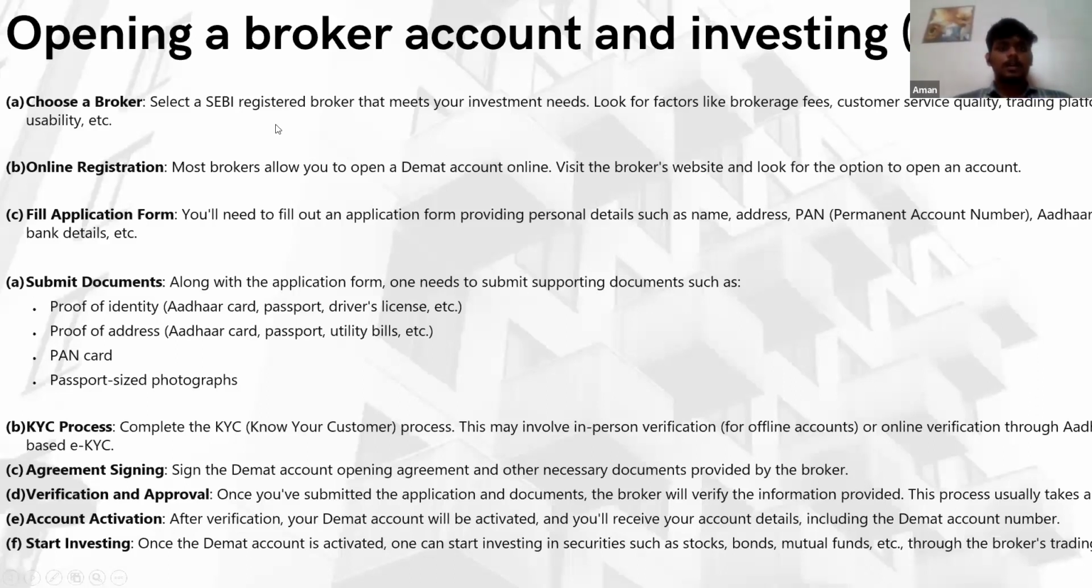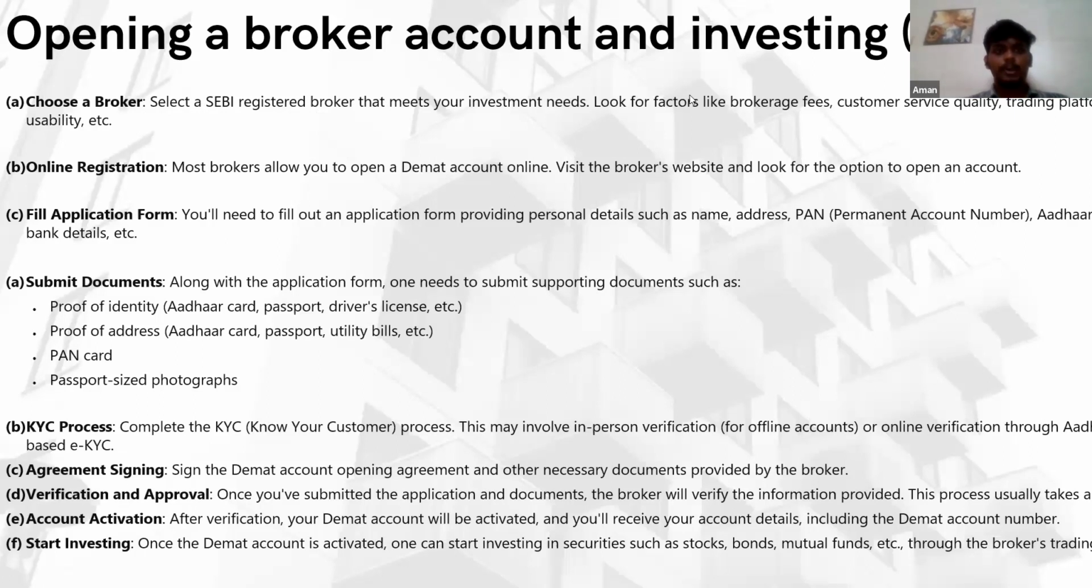So now, after Nirakar sir has helped us with the stock selection and other allocation part of the investment, we'll go through the practical part of how we open a broker account and start investing. So first step is choosing the broker. You should select a stable broker that meets your investment needs and your suitability. Various things people look into are the fee, the brokerage, the service quality, and the trading platform usability. That's just how the user interface looks to you.